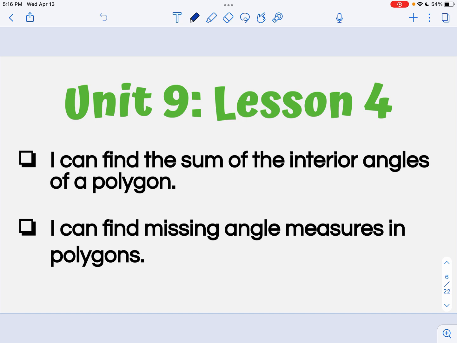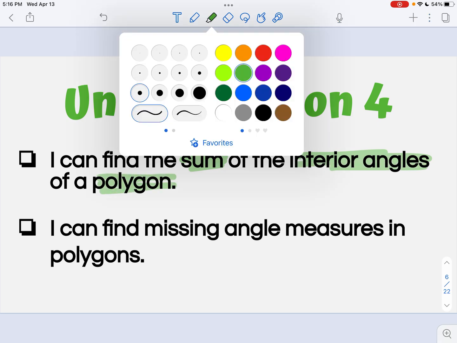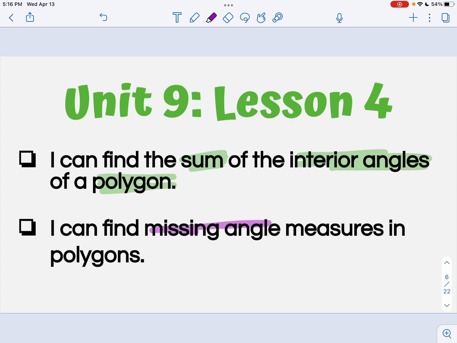Okay, we're at our last lesson before the MCAs next Monday. Today we have two things that we are going to work on. We are looking for the sum of the interior angles of a polygon, and we will be trying to find the missing angle measures in polygons.